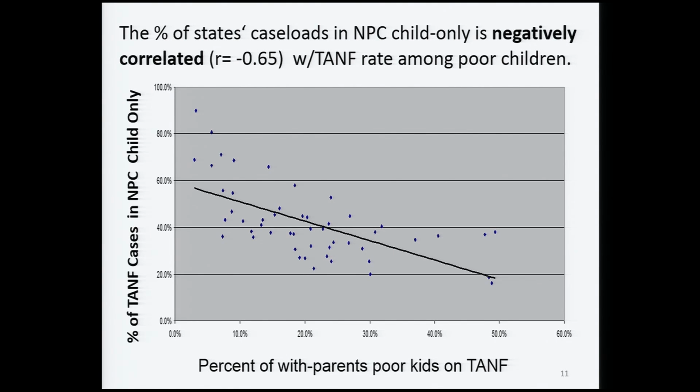So the y-axis shows the red piece that ranges from 5 to 80%, and the x-axis shows the percent of a state's poverty population of children with parents that is enrolled in TANF, which ranges from 3% to somewhere in the region of 50%. I wanted to say 50%, and that is.